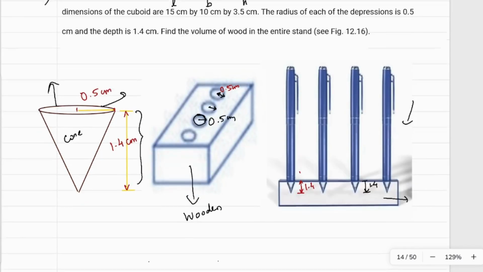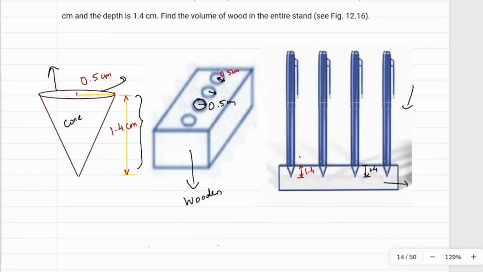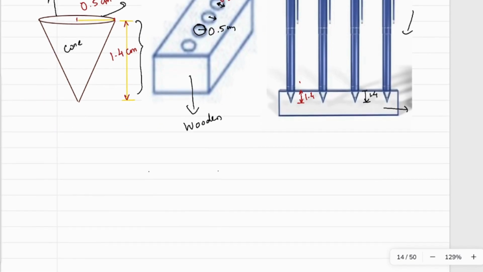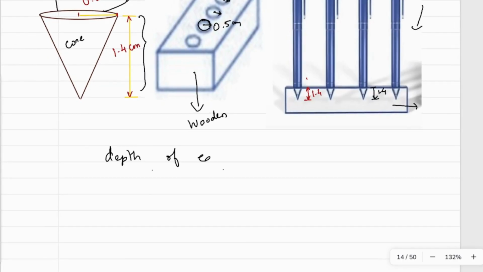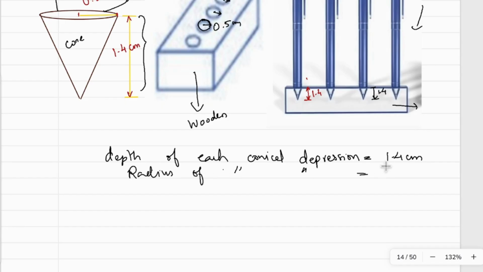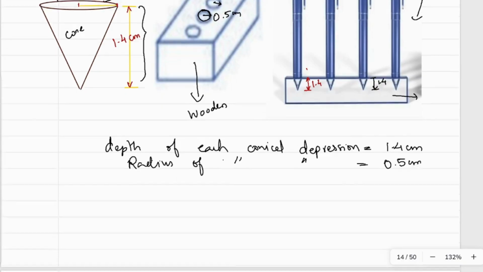In order to find that, first we have to find the depth of each conical depression. Depth of each conical depression is equal to how much? It is given as 1.4 centimeter, right? Then what is the radius of the conical depression? Radius of each conical depression is equal to 0.5 centimeter.